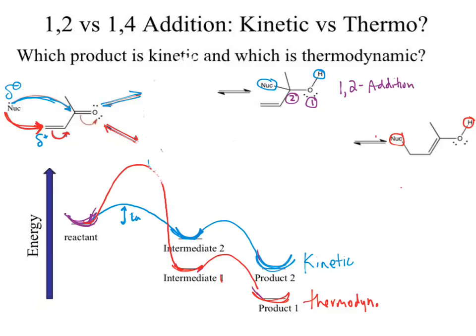If we look at the other one, we say the oxygen where the hydrogen was attached was position 1. Where's the nucleophile attached? It's the 1,4. Yes, I put the hyphen in the wrong space. Give me a second. Addition. That's where the 1,2, 1,4 addition comes from.